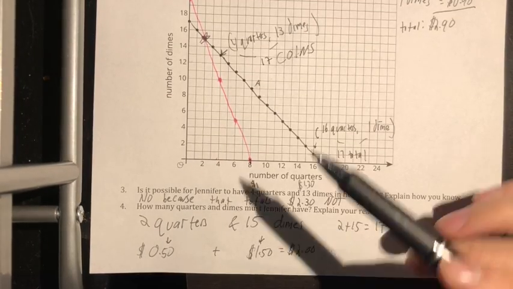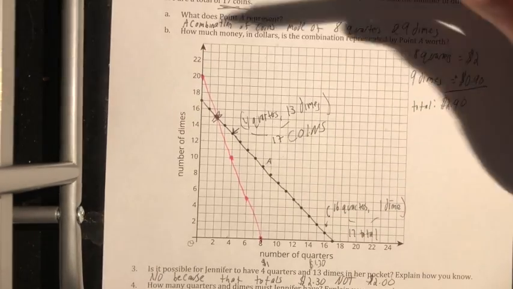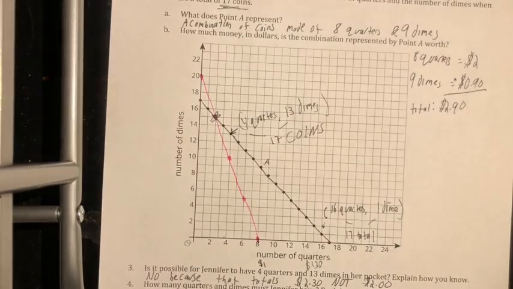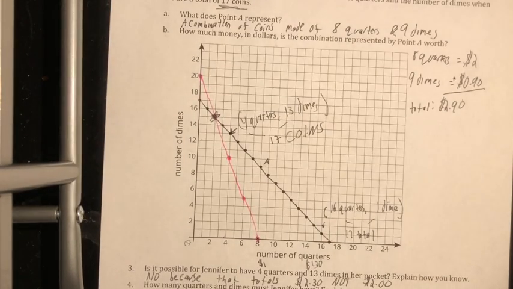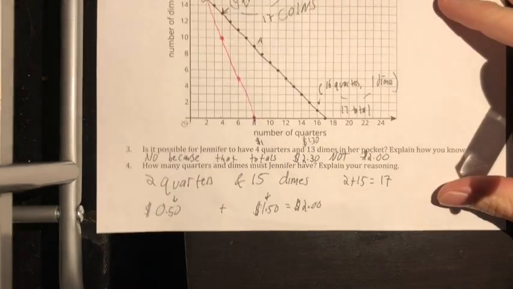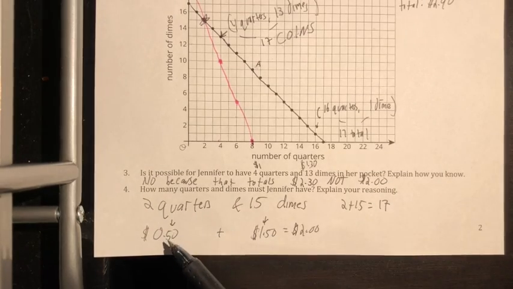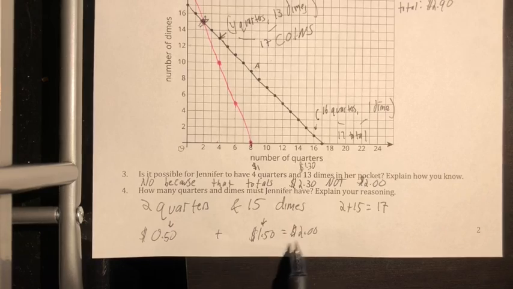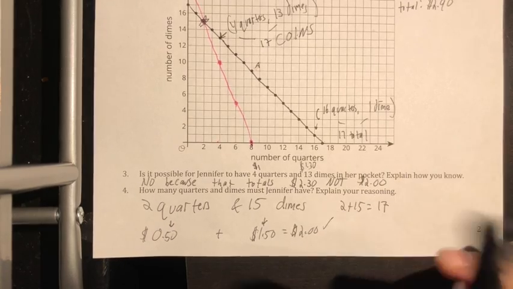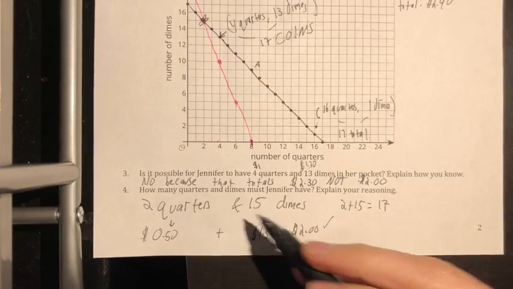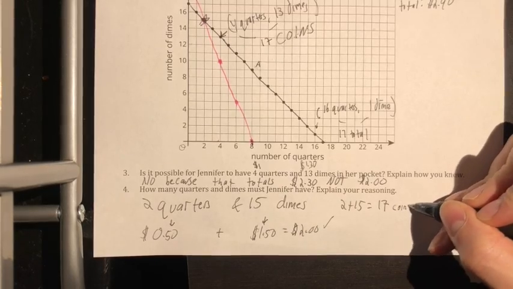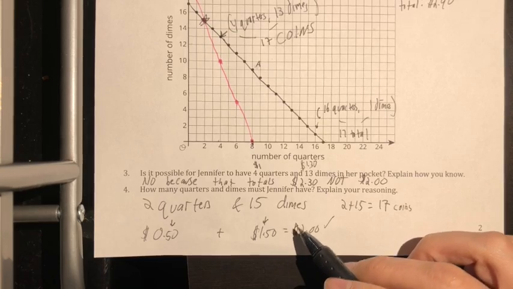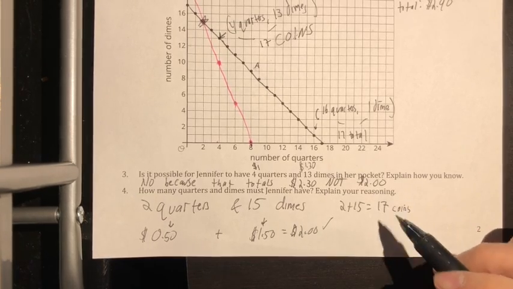Well, she must have 2 quarters and 15 dimes, and again, it's that intersection point. It's the point that's on both of those lines. It's the combination that works for both situations, and we'll see here. 2 quarters is 50 cents. 15 dimes is $1.50, and that adds to $2, so that works. And 2 plus 15 is a total of 17 coins. So that many quarters and dimes gets her $2 and gives her 17 coins.